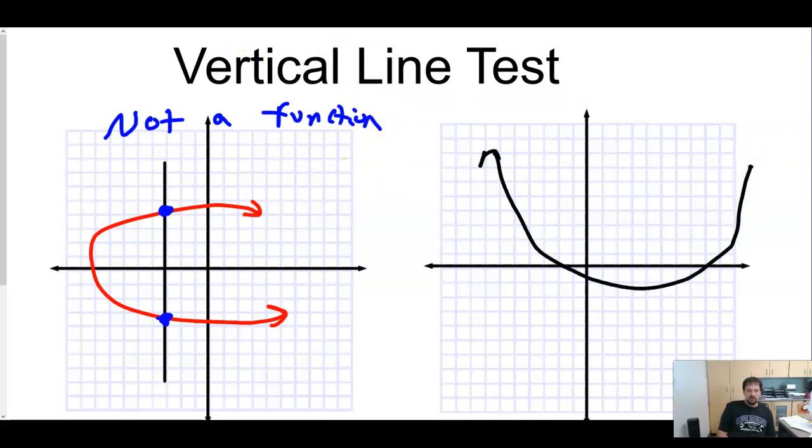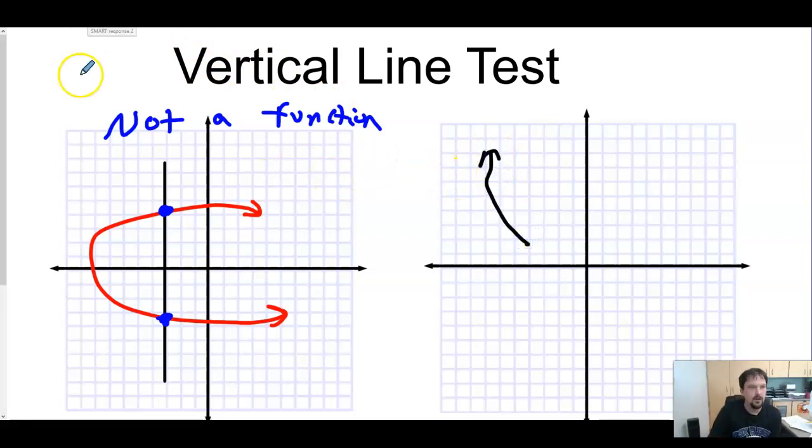Ugh, that wasn't a very good drawing. Hold on. Give me that one. Sorry, it's hard to draw on this stinking little tab.